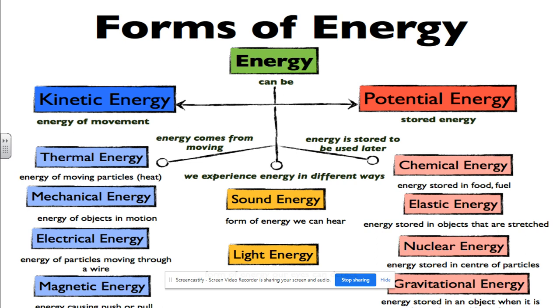On the left-hand side of this graphic organizer, we see that under kinetic energy, some types of movement energy would be thermal, mechanical, electrical, and magnetic. On the right-hand side for potential, we see chemical, elastic, nuclear, and gravitational. And then right down the middle, where we see energy that could ping pong from one to the next, would be sound and light.